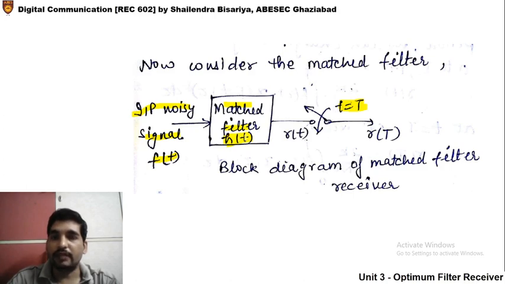The impulse response is h(t), and the input signal is f(t). If the input is p(t), then it is p(t) minus t_m(t), so it is f(t). We will convolve this f(t) with h(t) and sample at t equal to capital T. So what will be the expression? The convolution of h(t) with f(t).